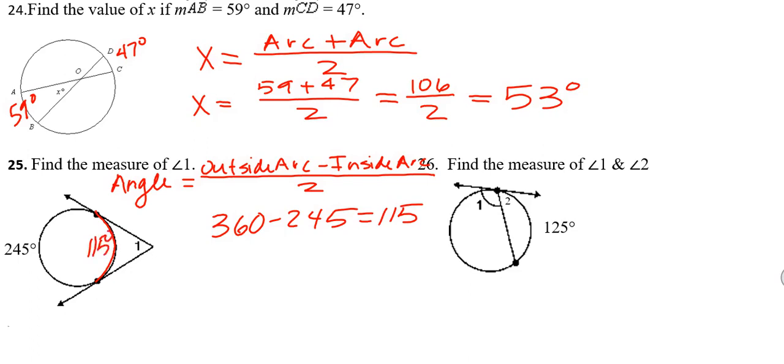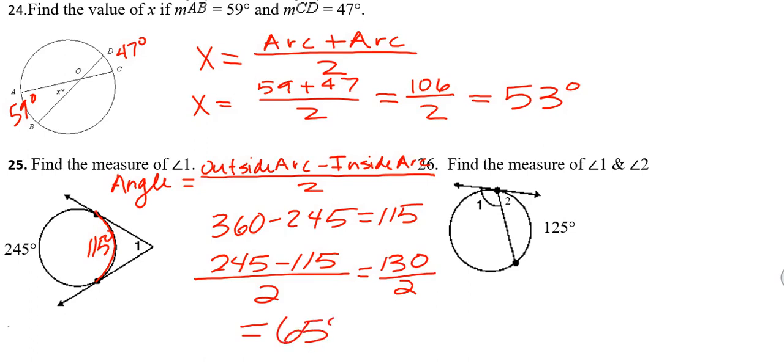Now we have the inside arc and the outside arc. So we're going to do 245 minus 115, and we're going to divide whatever that number is by 2. When I subtract 115 from 245, I get 130. And when I divide 130 by 2, it tells me that the angle measure for 1 is 65 degrees.